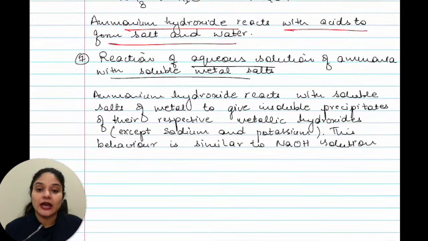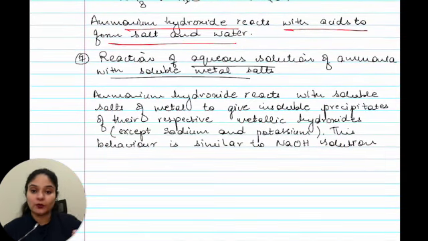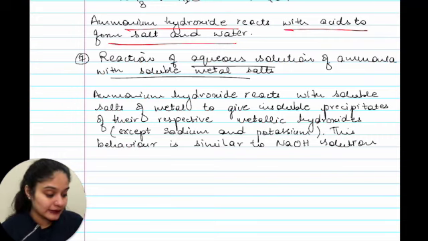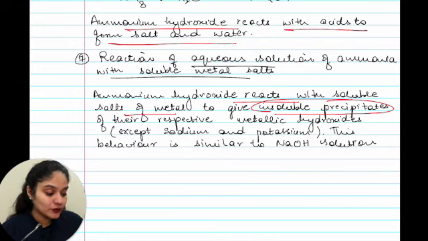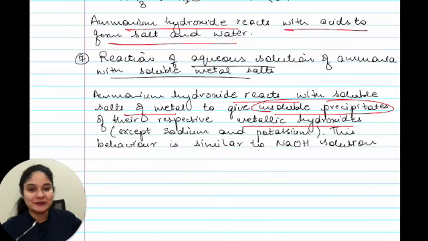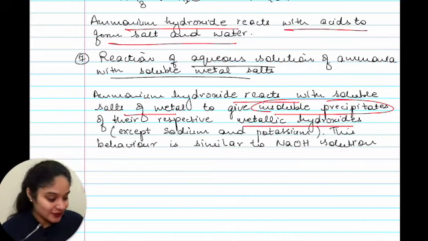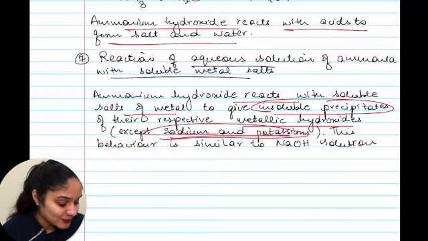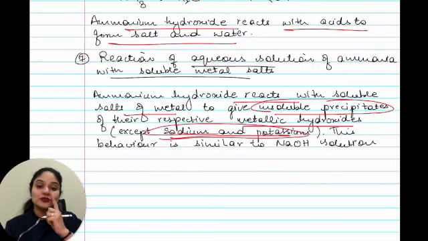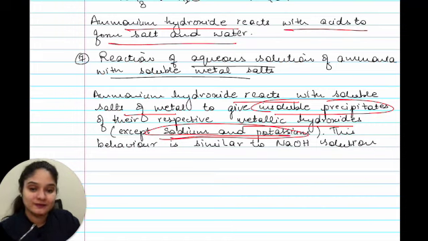Reaction of aqueous solution of ammonia with soluble metal salts. Ammonium hydroxide reacts with soluble salts of metals to give insoluble precipitates of their respective metallic hydroxides, except sodium and potassium. So except sodium and potassium, you have to remember that. This behavior is similar to NaOH solution.